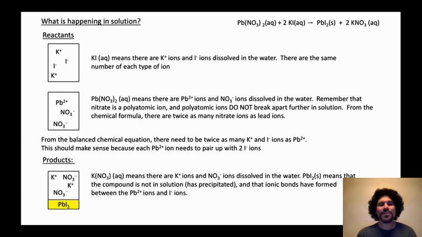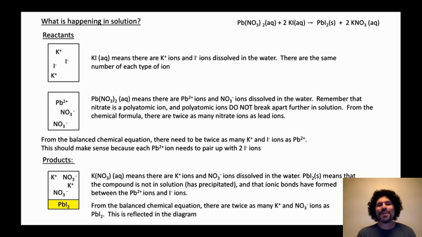Okay, now let's look at the products. Okay, so KNO3 aqueous means that there are potassium ions and nitrate ions dissolved in the water. So you can see all of those in the beaker, ionized and moving around. But then PbI2 solid means that this compound is not in solution and it is precipitated. So we have that in the cartoon drawn at the bottom of the beaker. And in fact, to make a solid, ionic bonds have formed between the lead 2+ ions and the I minus ions in order to form the crystal lattice. And of course, the fact that it's yellow is also indicated in this beaker.